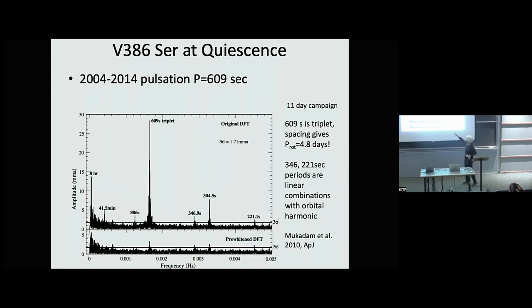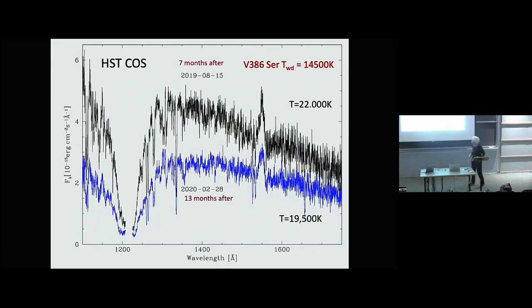The other periods that we're seeing at quiescence, because of this long stretch, we're able to see that these are actually linear combinations with the orbital harmonic, which is also very strange, which implies some kind of relation of what's happening on the white dwarf with the orbit, with what else is happening in the orbit. HST data, we got it sooner than we did with GW Lib. So 7 months after, the normal temperature at quiescence is 14.5. It went to 22,000 and then was cooling.